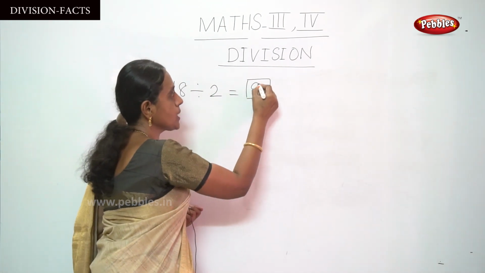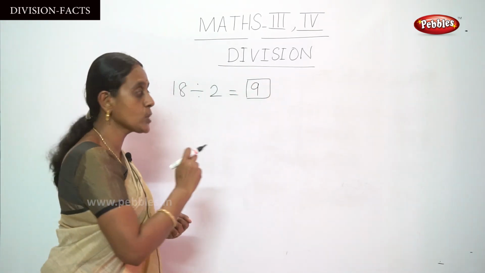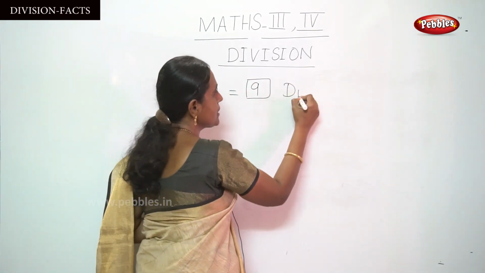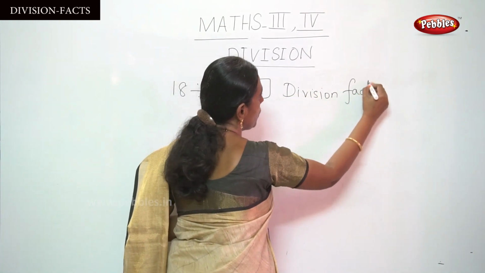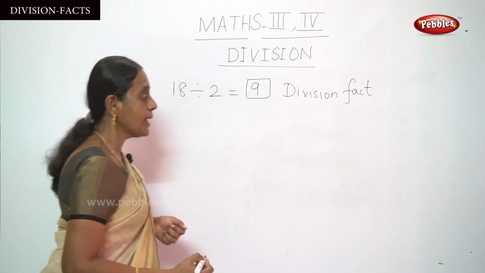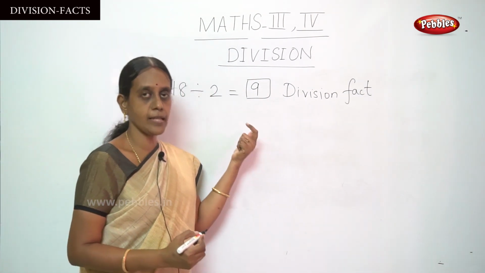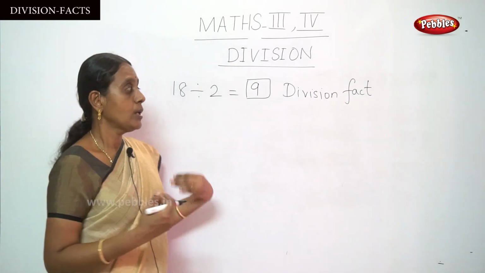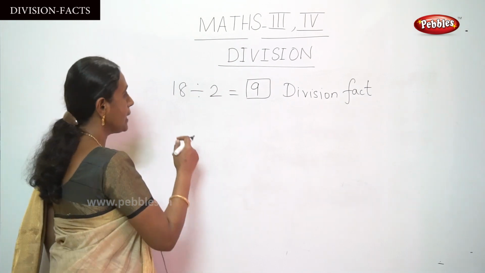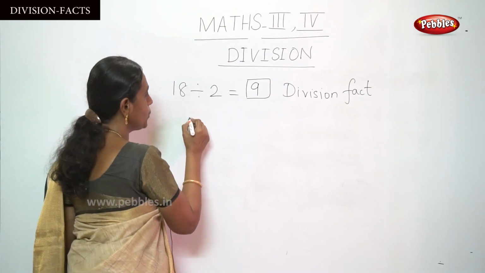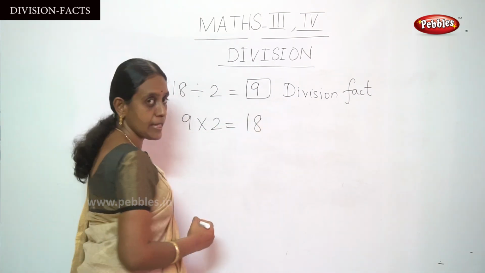So 9 2s are 18. This is a division fact. Using this division fact, we are going to write 2 multiplication facts. First, 9 into 2. So 9 into 2 equals 18.